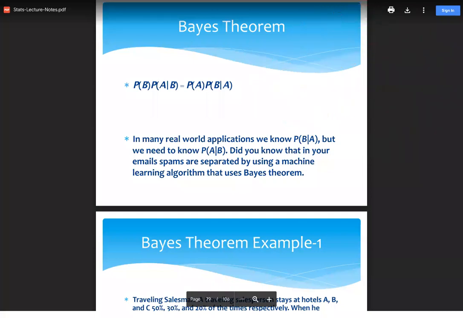So let's see, what do they say here? In many real world applications, we know the probability of B given A, but we need to know the probability of A given B. Did you know that in your email, spam is separated by using a machine learning algorithm that uses Bayes' theorem? Yes. Okay, I mentioned it. In your Gmail, you have inbox, spam, promotions, and social. How do they separate it? Using Bayes' theorem. Okay, so make sure that you have a good sense of Bayes' theorem. And we are going to do some problems.